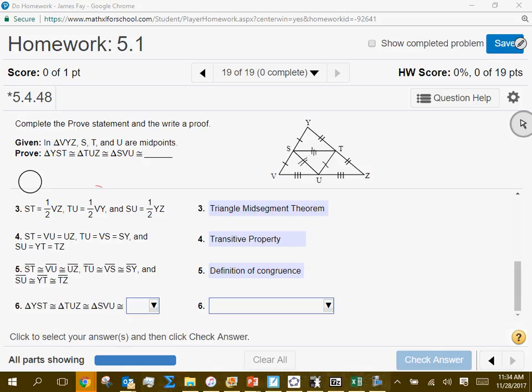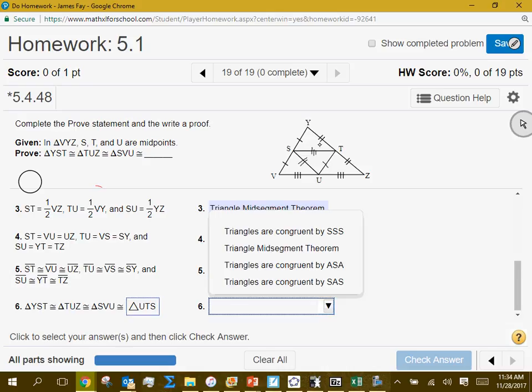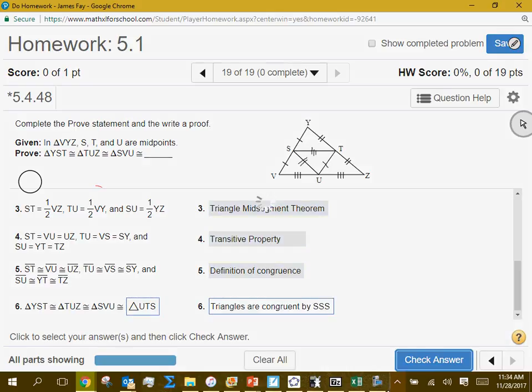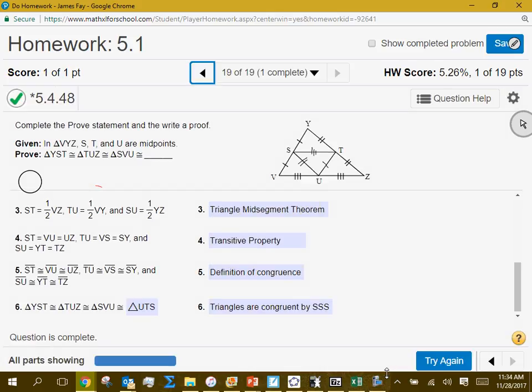So those triangles are all congruent by what property? Side. Yep. Side. So UTS by side. And I guess we're right. Yeah. I said we're right. Correct. Yeah.